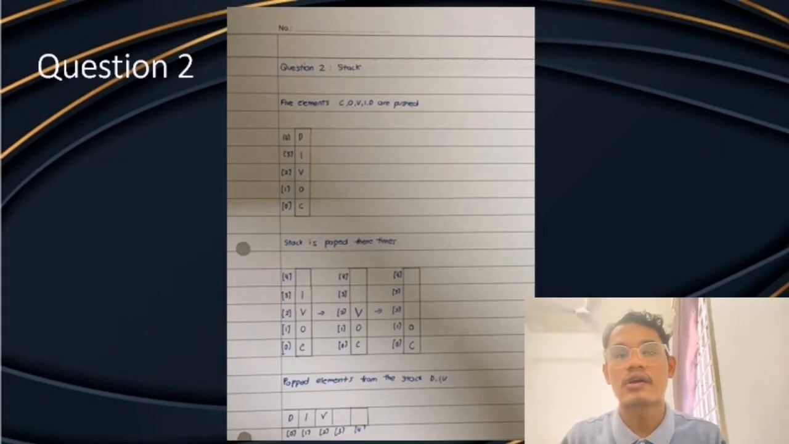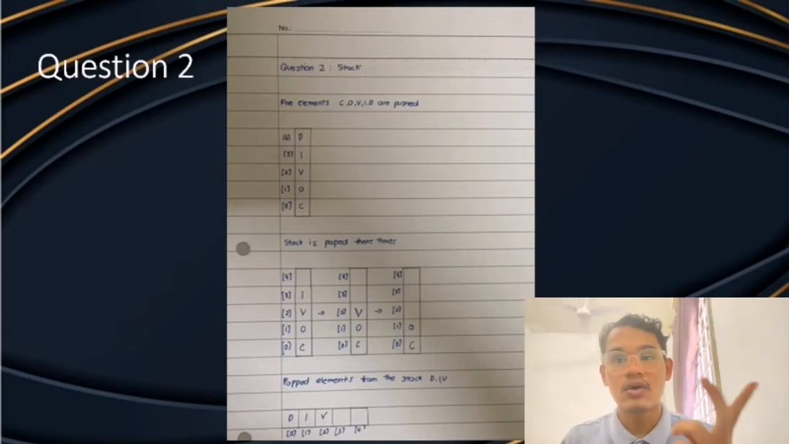This is the answer to question 2. First, you have to create a stack, and then push C, O, V, I, and D. First you push C at array 0, the second is O, and the third is V, which you insert at array number 2, then I and D. So you have 5 elements in the stack, which are C, O, V, I, and D.